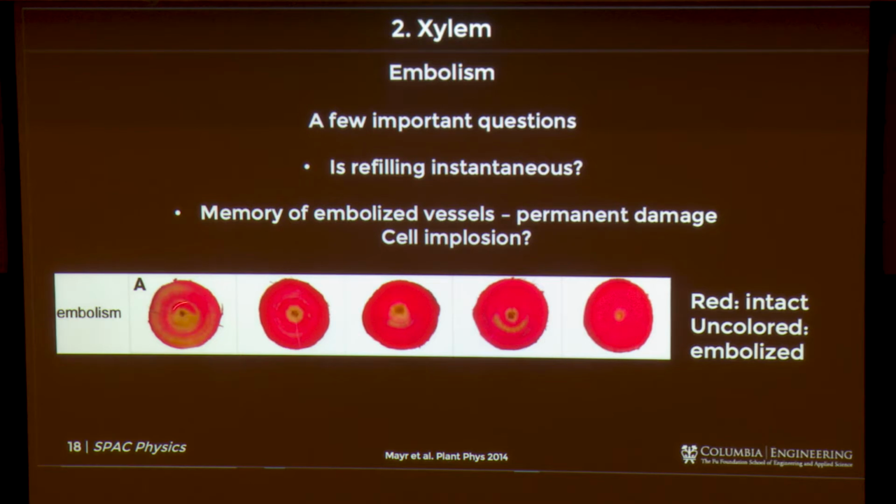So that's an example here using staining, where you can see intact cells as red, and then uncolored, basically embolized vessels here. Okay, and you can see that maybe you could have a permanent damage system, and so you couldn't maybe go back on the same curve, and your hydraulic conductivity could be much less if that's permanent damage, in a sense.